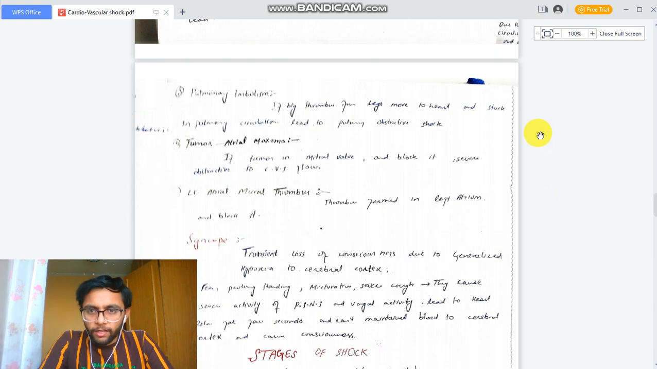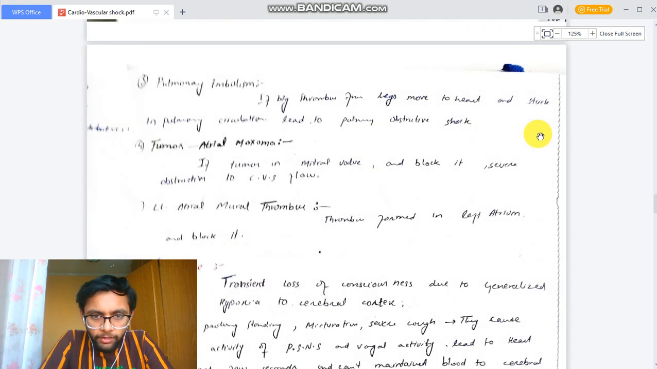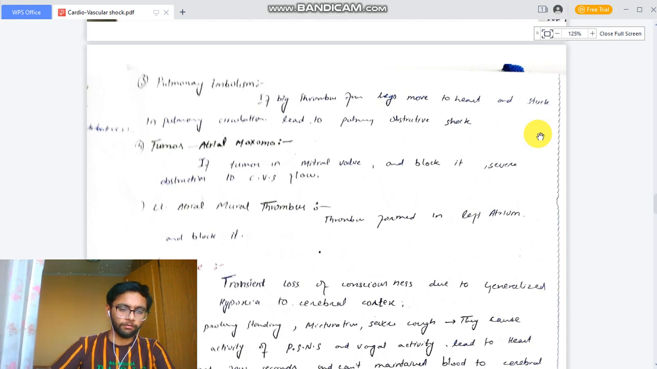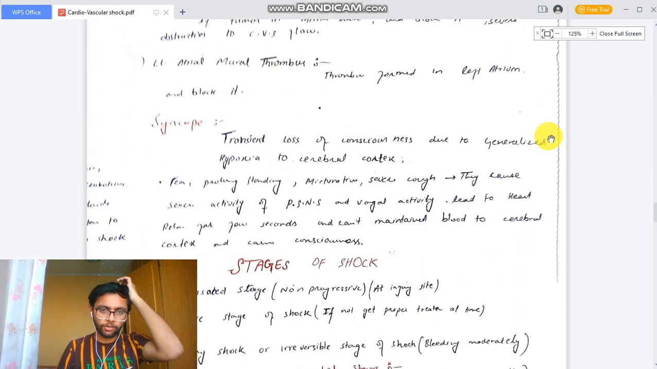Third, there is pulmonary embolism. If a big thrombus from the leg moves and gets stuck in the pulmonary circulation, it leads to obstructive shock. In atrial myxoma, if the tumor in the mitral valve severely blocks cardiovascular flow, any tumor which blocks blood circulation causes obstructive shock. An atrial mural thrombus formed in the left atrium can block it. Any tumor or thrombus which blocks the circulation or the lumen of the blood vessels causes obstructive shock.